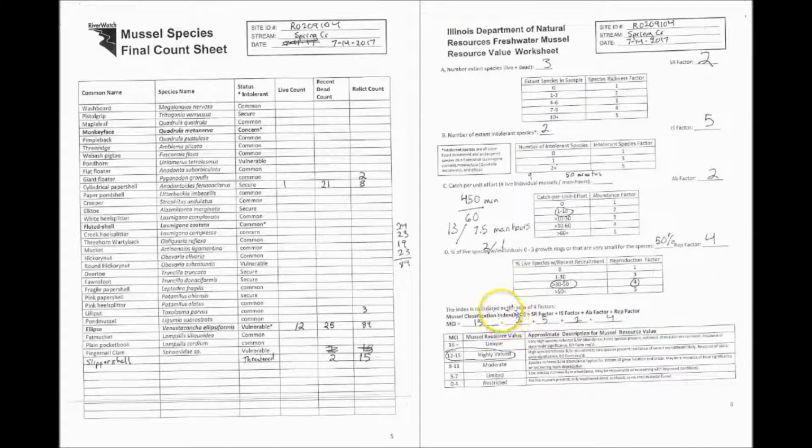Now to calculate at the bottom the mussel classification index, the MCI, we're going to add together all our different community factors. So species richness, intolerant species richness, catch per unit effort, and recruitment factors, those all add up to 13. And so we look at our table down here, and if we get a mussel classification index of 13, that falls in the 12 to 15 range, and that is the highly valued section.